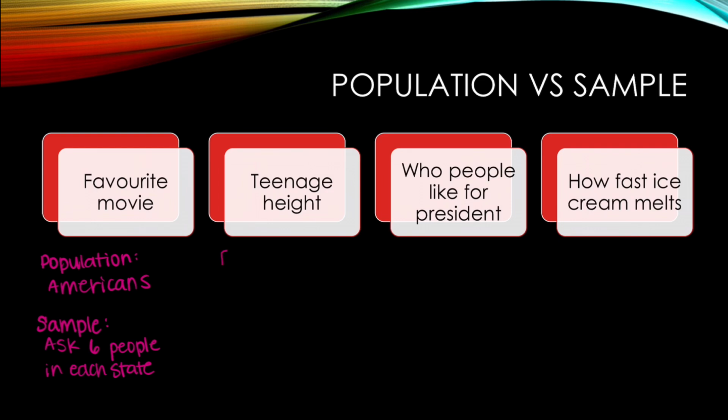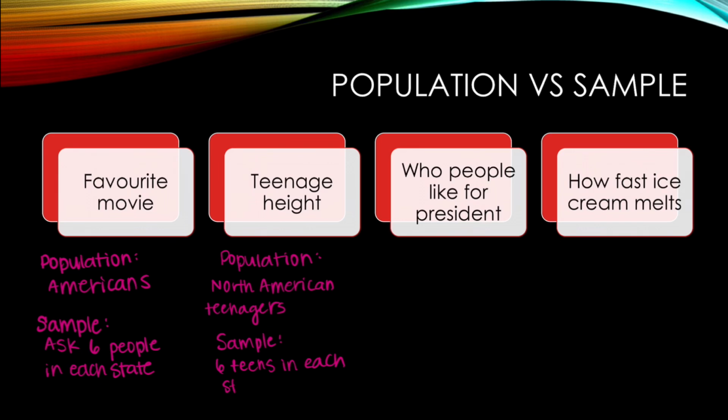So teenage height, obviously this is not going to be all Americans, because not all Americans are teenagers. So my population, we'll just say, are North American teenagers. And then my sample, maybe I'll stick with 6 teens in each state and province, because we're including Canada here and Mexico.